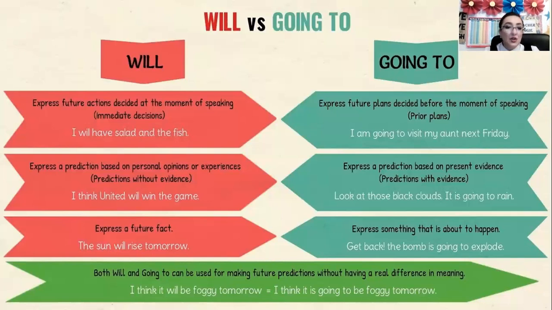Also, as I was telling you, will and going to can be used in order to make future predictions without having a real difference in meaning. But yes, indeed, there is a small one. For example, I think it will be foggy tomorrow. I think it is going to be foggy tomorrow. They are pretty similar, but going to always has more certainty. You have more evidences about that. Well, that is will and going to.